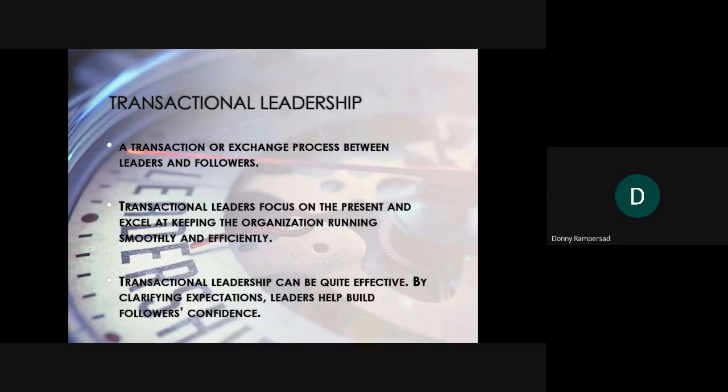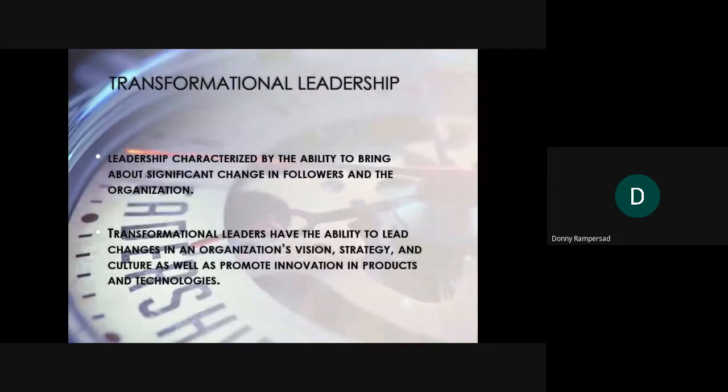Transactional leaders focus on the present and excel at keeping the organization running smoothly and efficiently. Transactional leadership can be quite effective by clarifying expectations. Leaders help build followers' confidence. This type of leadership pattern might be the first type of leadership pattern that we would have encountered in our lives. Most of us, as little children growing up, would have been promised certain things by our parents. I remember distinctly my father telling me, do well in exams and I would get a BMX bicycle. Again, we see there's a transaction, something for something.